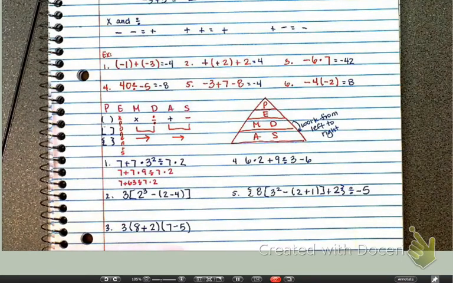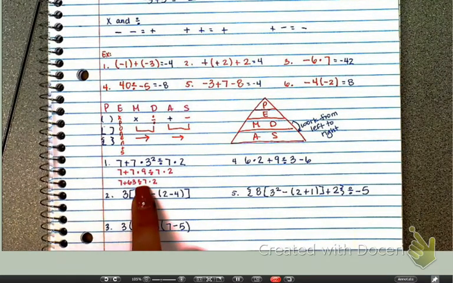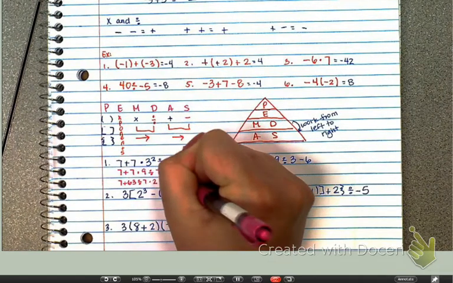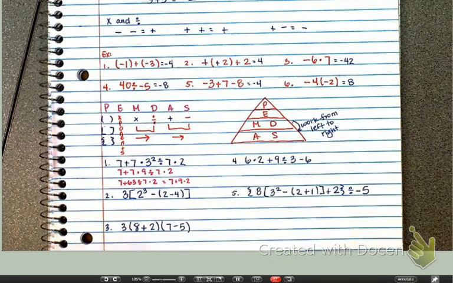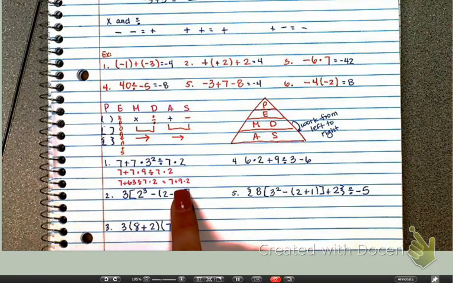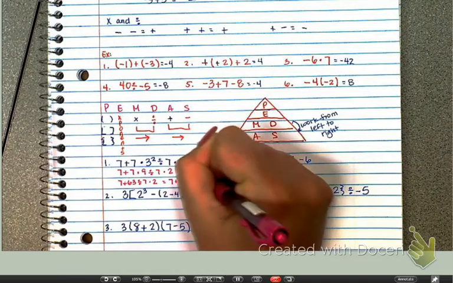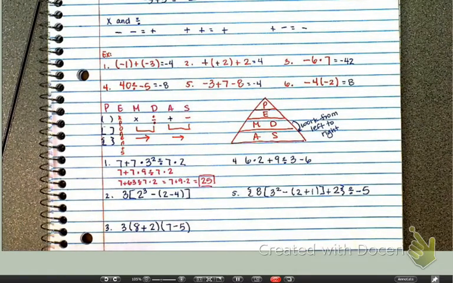Everyone still with me? 63 divided by 7 is 9. So I have 7 plus 9 times 2. What's after that? Multiplication. 9 times 2 is 18. 18 plus 7, you should have gotten 25. So if it takes you writing out every single step, write out every single step. If you don't need to, that's okay.